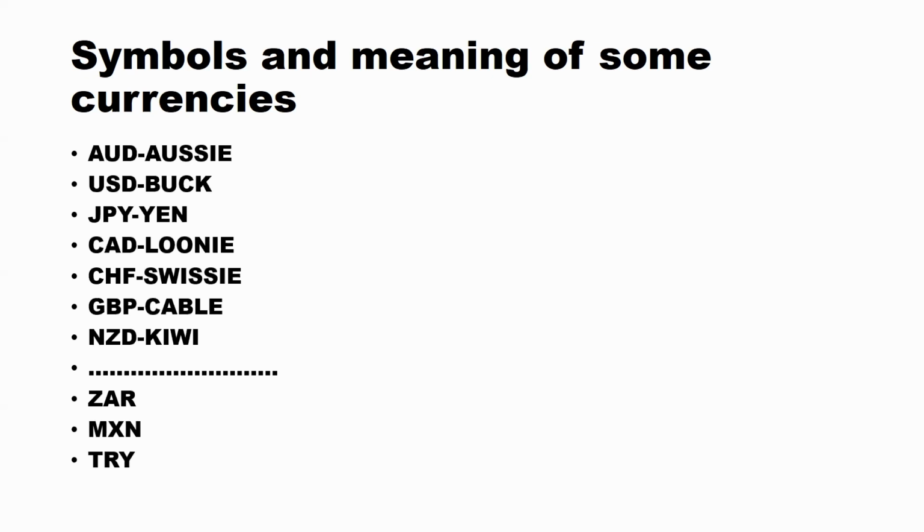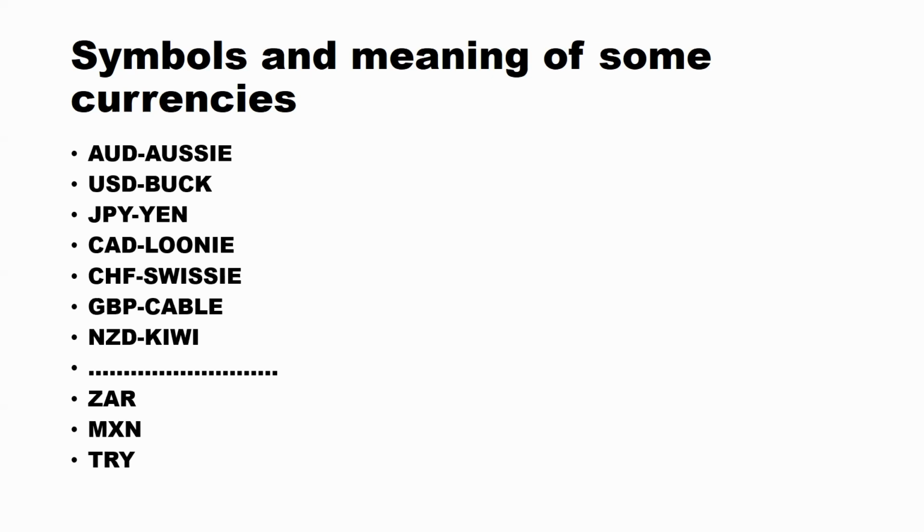Then we have the CHF, which is the Swiss franc. Sometimes you can call it the Swissy, right? Then we have the GBP, which is the Great British Pound, which can sometimes just be called the cable. And then we have NZD, which is the New Zealand dollar, or sometimes it can be referred to as just the Kiwi. Then there are some others which are not majorly traded, but they are being traded.